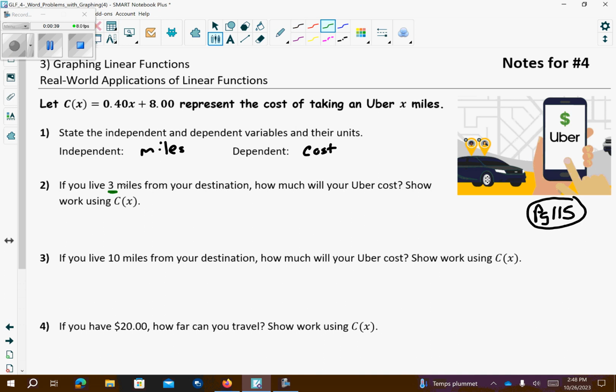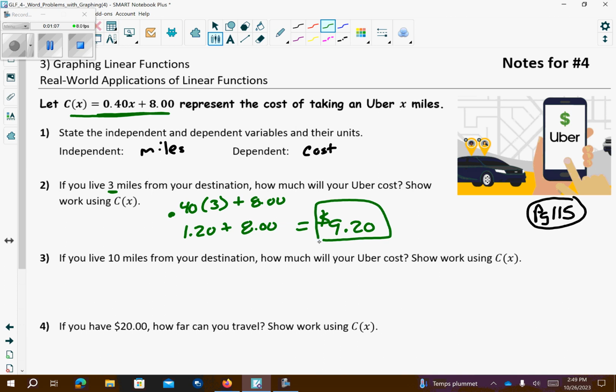So if we do 3 miles, I'm going to take my equation up above. What I'm going to do is go 0.40 times 3 plus 8. If I multiply this together, that comes out to 1.20 plus 8.00. So this means that our Uber ride is going to cost $9.20. Going 3 miles for $9.20, I don't know if that's a good price or not for Uber, but let's go with it.